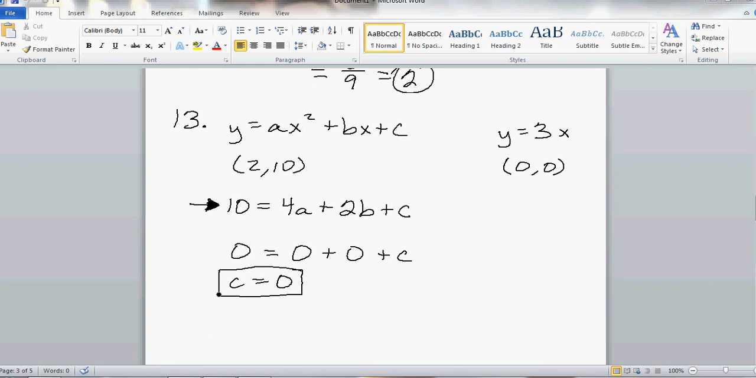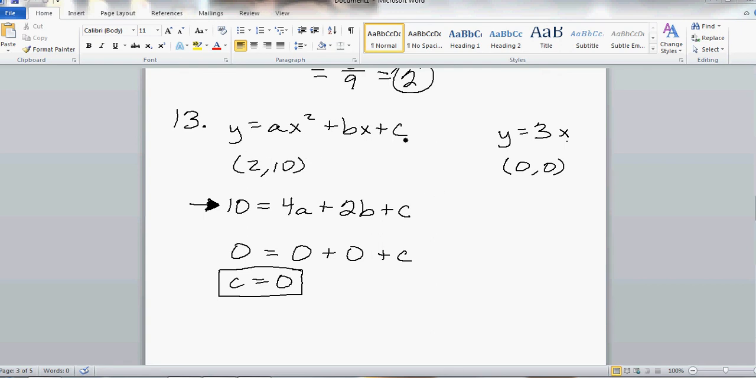But I also know that it's tangent to this line right at this point. Well, in order for it to be tangent to this line, what does that mean? That means the slope of this line is the same slope as this graph at this point, at point 0, 0. So what is the slope here? The slope is 3. So what we need to realize is that the slope of this line we can determine by using derivatives.